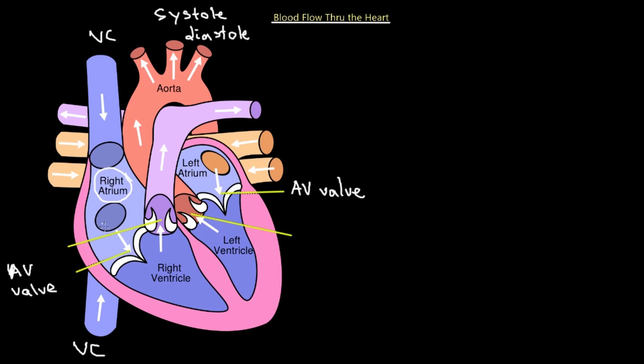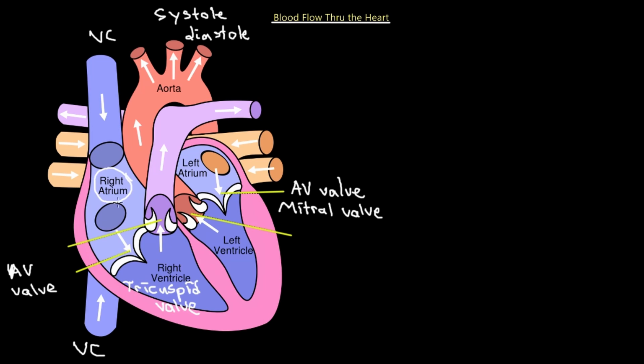Now, both of these are a little bit different. The AV valve in the right atrium is actually called the tricuspid valve. So we'll label it here, and the AV valve on the left side of the heart is called the mitral valve. So these are some of the different names that you might hear about these AV valves.